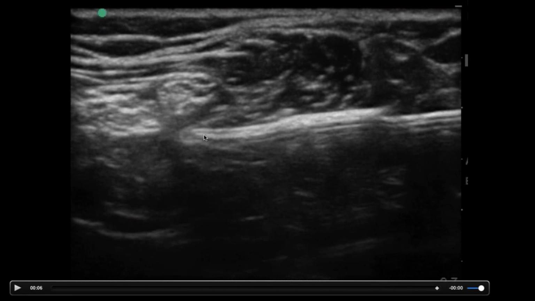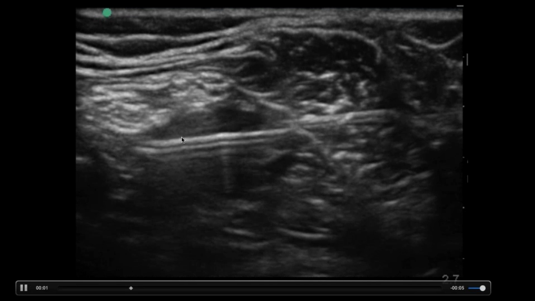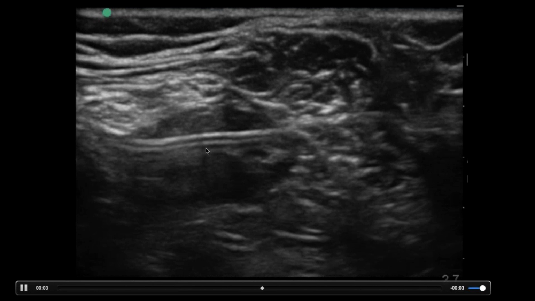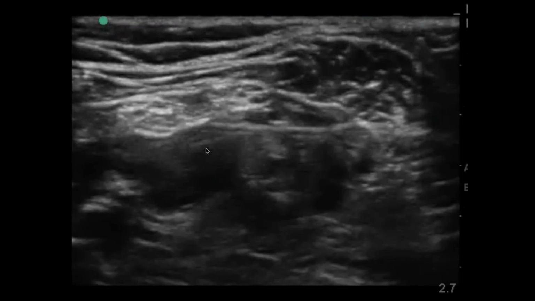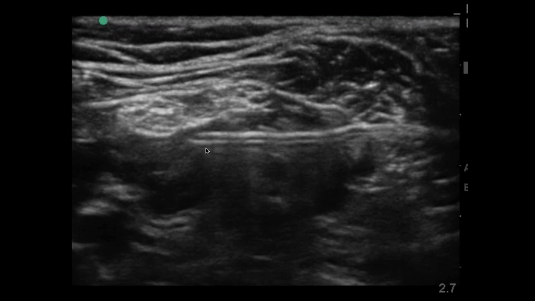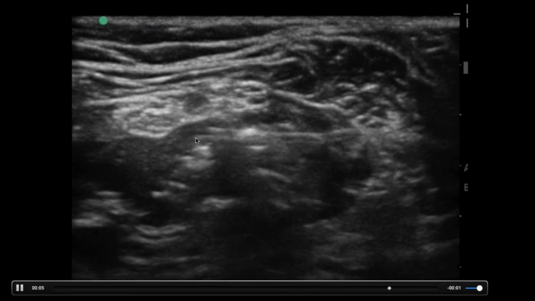This is really right at the level where they're joining, because depending on how much we fan here, you can see they look like separate nerves. Needle right under, hypoechoic local anesthetic coming in under that nerve. And needle tip, injection.